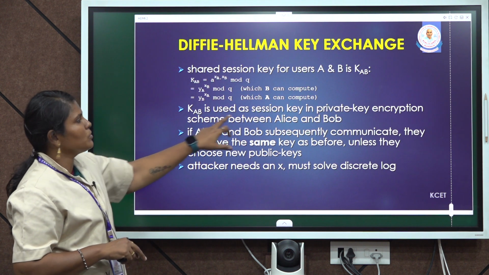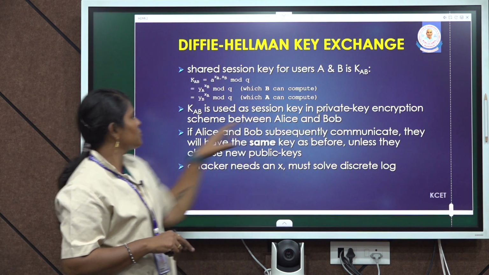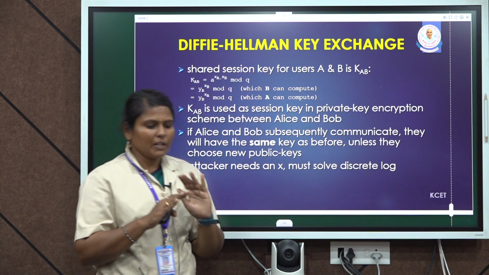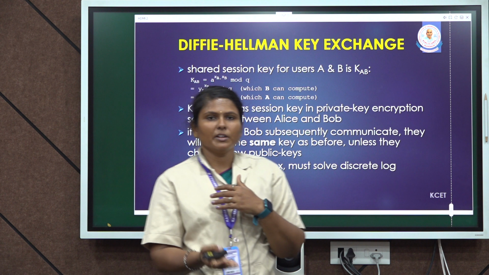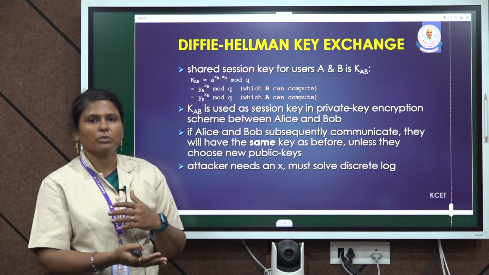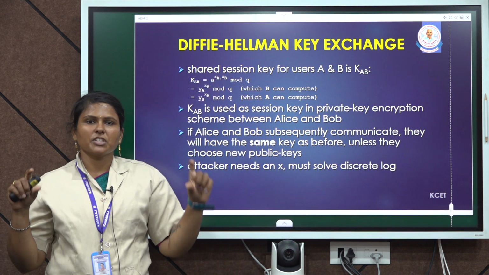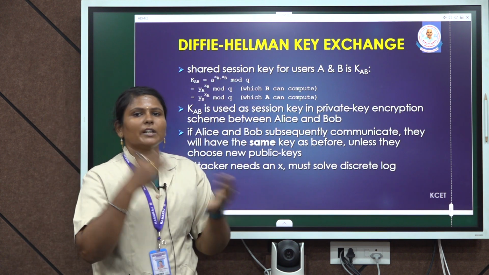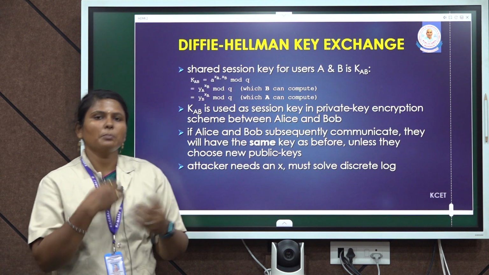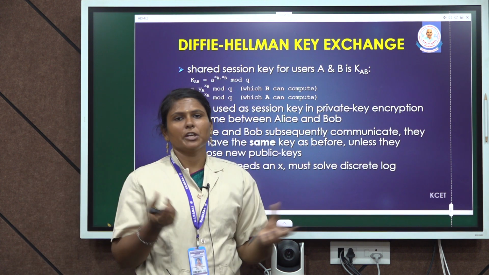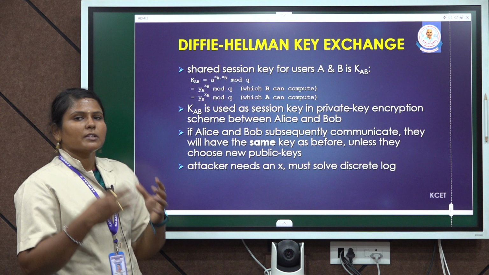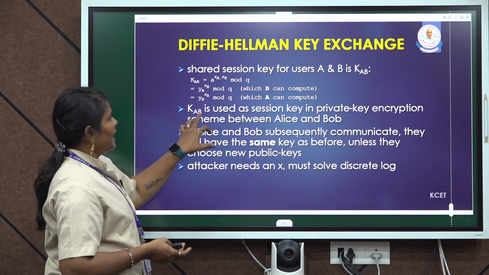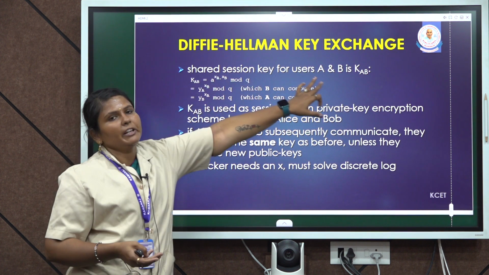This KAB is used as a session key in a private key encryption scheme between Alice and Bob. Usually, if a sender and receiver want to send something in the network, they will establish a session between the two. That session key must be secret, so the sender and the receiver can use it for encryption, making their communication very strong. The cryptanalyst can't find out what we are sending through the particular session. So this KAB is nothing but the shared session key between A and B.